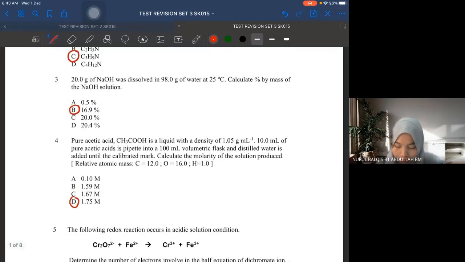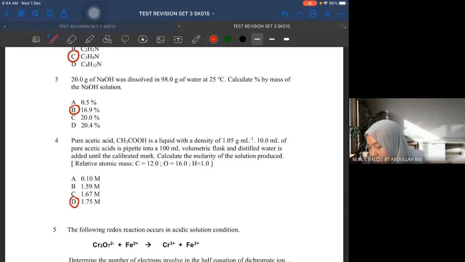4. Pure acetic CH3COOH is a liquid with a density of 1.05 gram per ml. 10 ml of the pure acetic acid is pipetted into a 100 ml volumetric flask and distilled water is added until the calibrated mark. Calculate the molarity of the solution produced. So from the statement, kita nampak dia buat dilutions, betul tak? Number 4 ni kita buat dilutions. But then you need to use all the information given. Not all lah, whenever necessary.